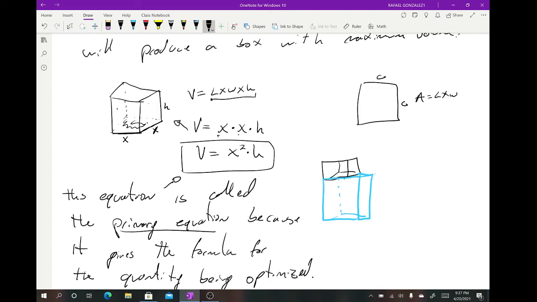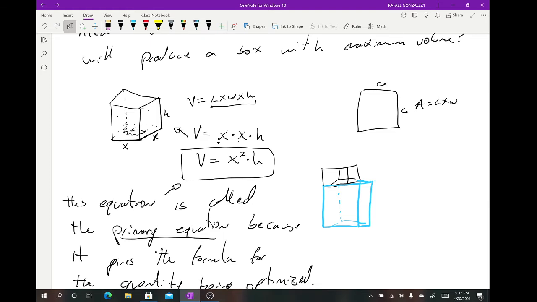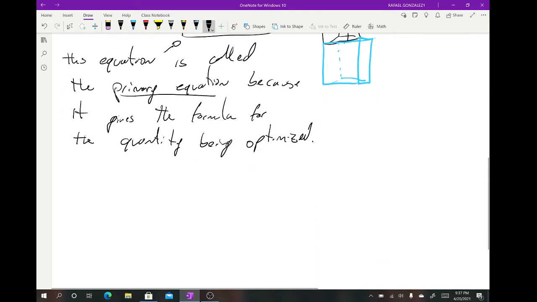Now, how do you find the surface area of this particular box? Well, remember the surface area we could get by basically finding the area of each side of the box and adding it up together, right? That's how we find surface area. Now, this particular box does not have a top, so we have to keep that in mind. It's open.